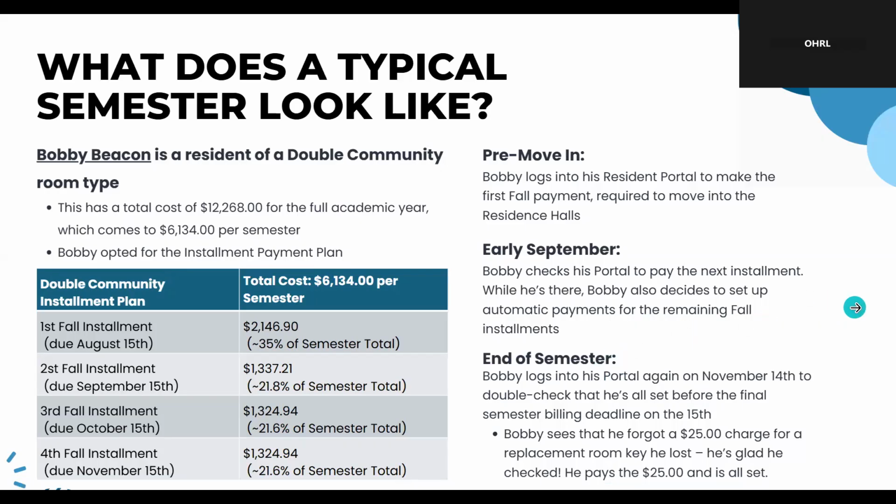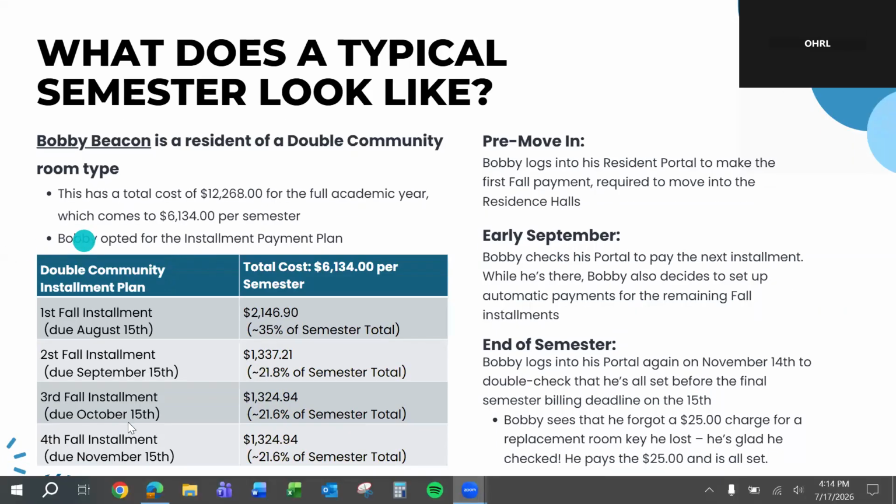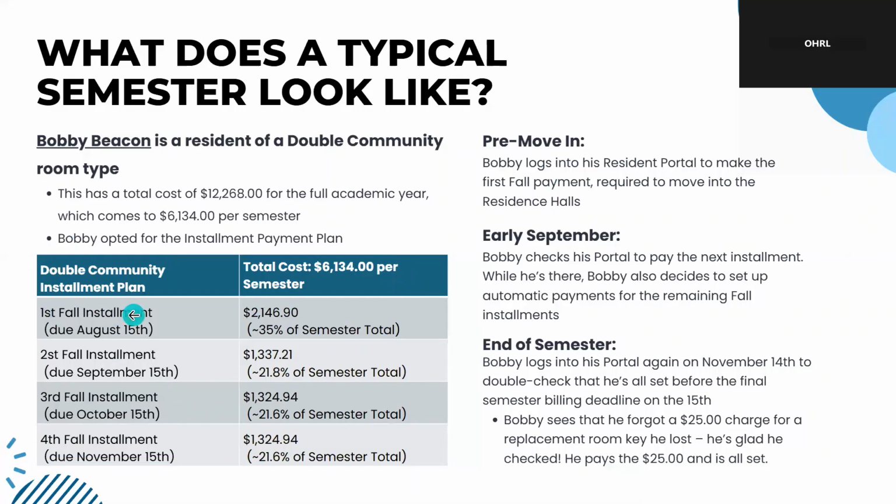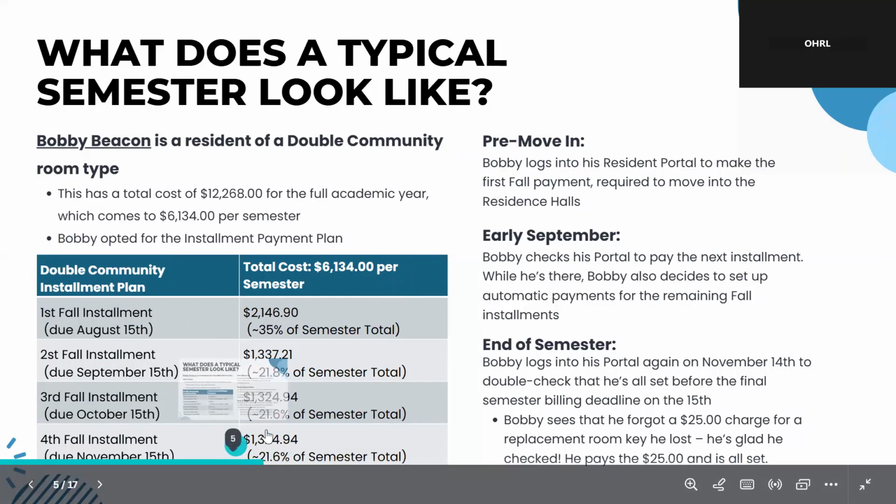And he's so glad he checked, because then he's all squared away at $0 balance at the end of the semester. So once again, if we're looking here, installment plan, what does that look like? Well, it looks like this. It looks like checking your resident portal around each installment deadline, with emphasis on prior to move-in and prior to the final deadline of the semester.